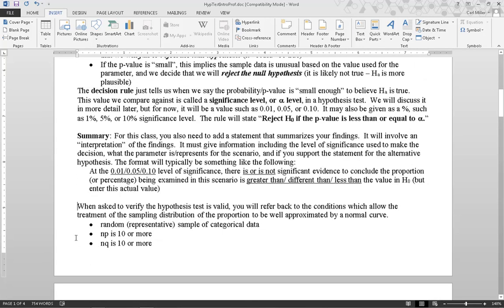If you're asked to verify that the hypothesis test is valid, you're going to refer back to the conditions which allowed the treatment of the sampling distribution of the sample proportion to be well approximated by a normal curve. In this case, you're looking for a random or representative sample, and it would be categorical data. N times p should be 10 or more, and N times q, or N times 1 minus p, would also need to be 10 or more. So these were the conditions under the sampling distribution when we can make z-scores and find probabilities.